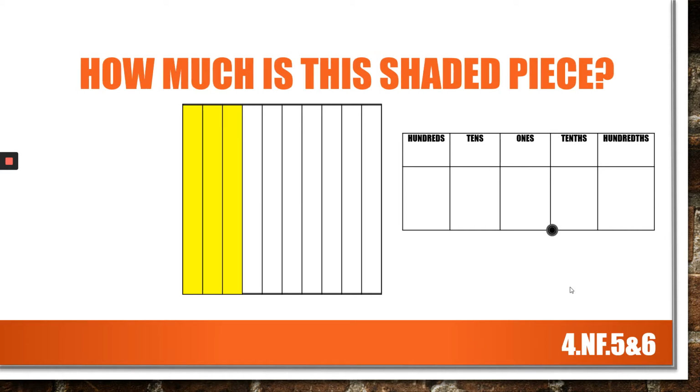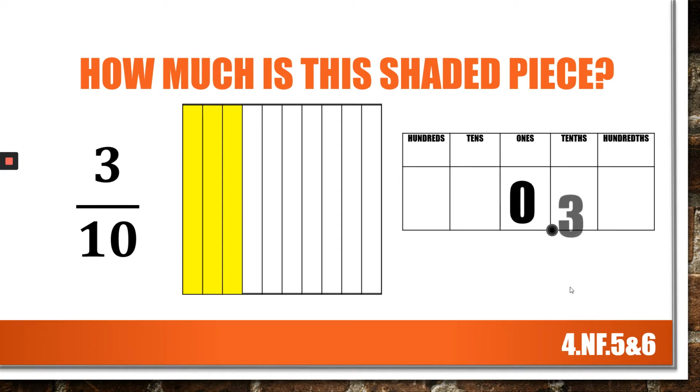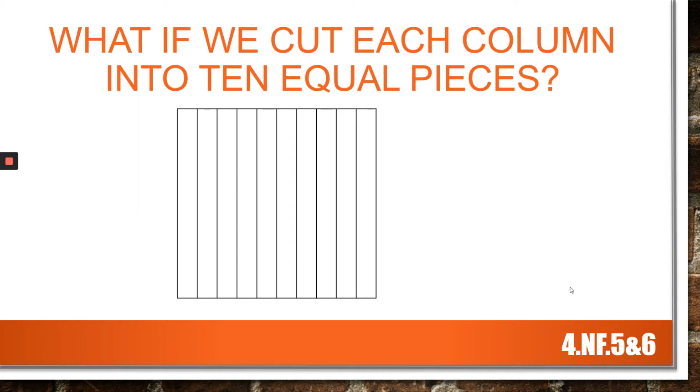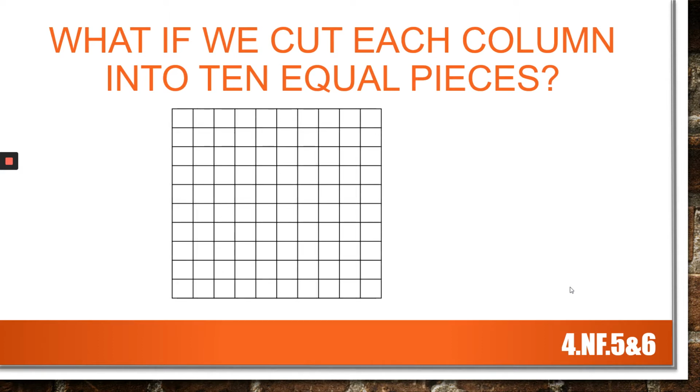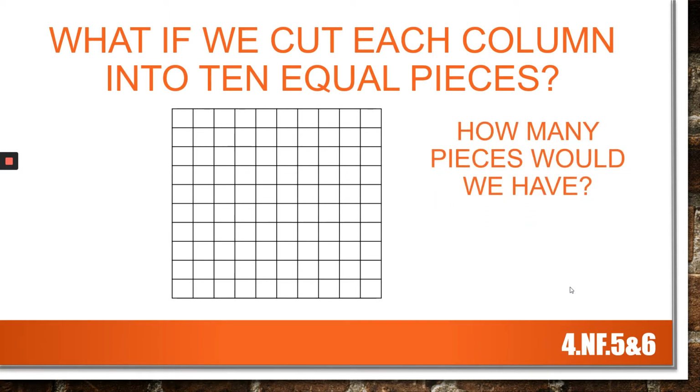Okay, so now how much is this shaded piece? Well, we have 3 of the sections shaded out of 10. So that's 3/10. How many ones do we see? We see 0 and we see 3/10. Very nice. Now, what if we cut each column into 10 equal pieces? Like that. It's magic. How many pieces should we have now?